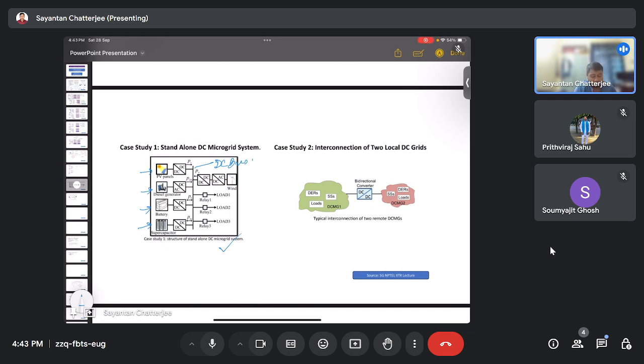It is feeding to the grid using a DC-DC converter to control the operating scenario or control the terminal voltage to meet the load power, because ultimately we need to maintain the voltage to a specified limit for the bus because loads are directly connected.